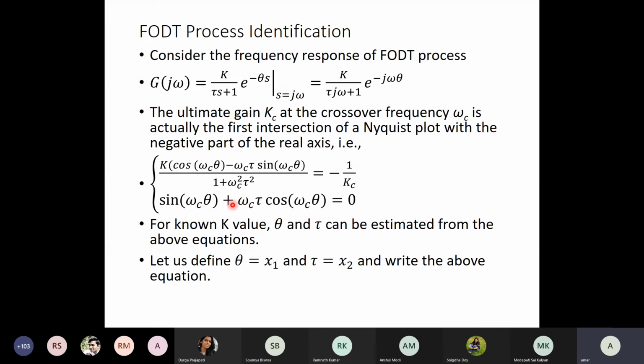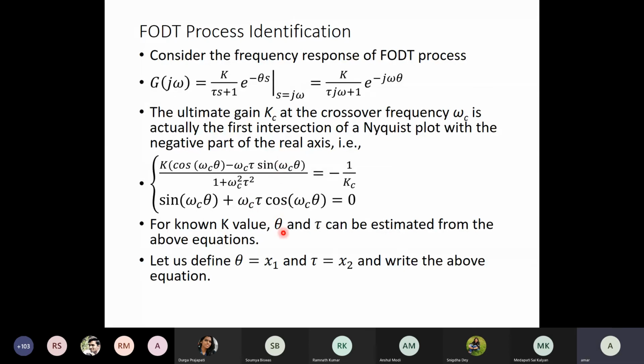Now here, for known values of k, because from the steady state values of the input and the steady state values of the output I can calculate k, delta y infinity by delta u infinity, k is known to me. Then I can find theta and tau by solving these two equations.